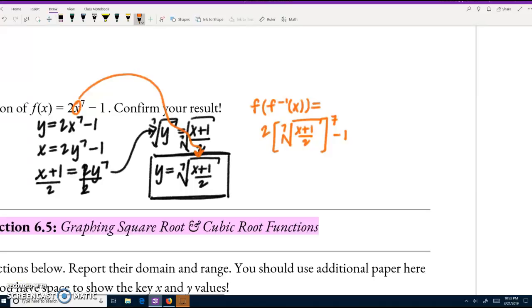To the 7th. And so what will happen here, you guys, is that the 7 here and the 7 here will cancel.